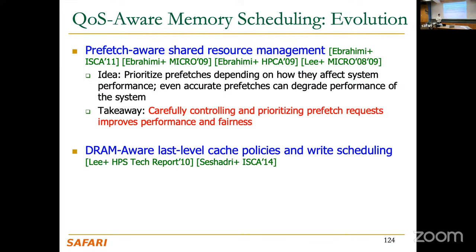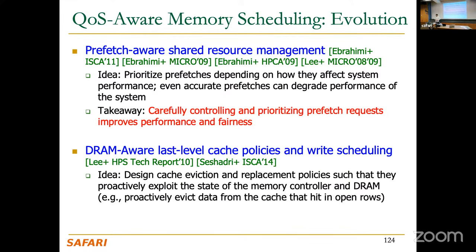DRAM aware last level cache policies and write scheduling. I've talked about writes for quite a long while in the first part of the lecture. Basically, this designs a cache eviction and replacement policy such that you proactively exploit the state of the memory controller and DRAM. This means you proactively evict cache lines from your last level cache when you know that the DRAM row that you're going to write to is already open.